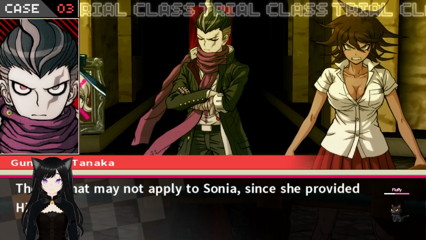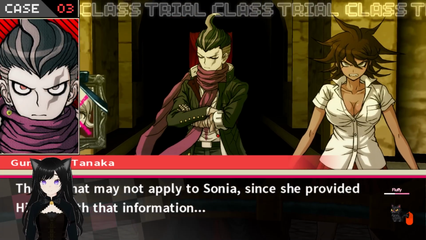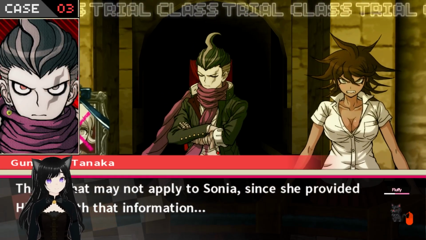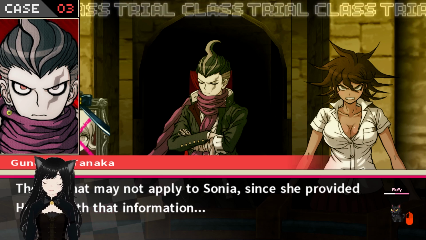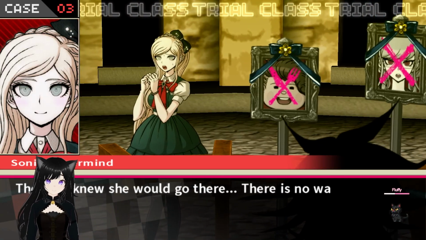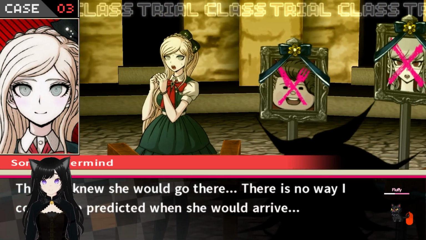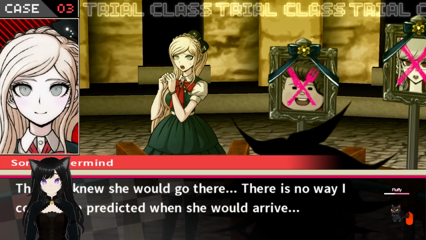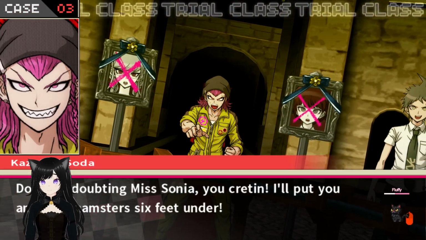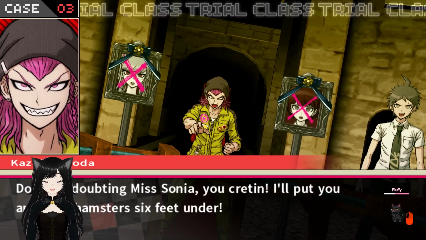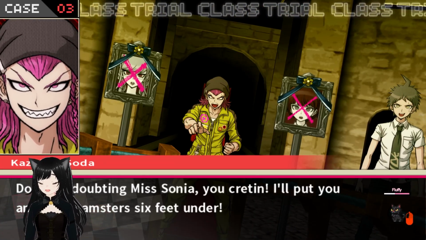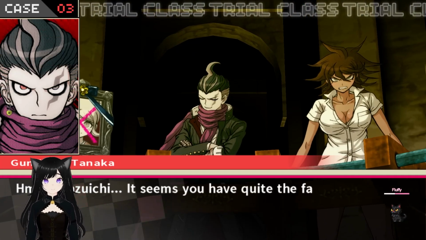Exactly. Though that may not apply to Sonia, since she provided Hiyoko with that information. That is true, but she also volunteered that information to us. Though I knew she would go there, there is no way I could have predicted when she would arrive. Don't go doubting Miss Sonia, you cretin. I'll put you and your hamsters 6 feet under. They're not hamsters. They're the Dark Devas of Destruction.